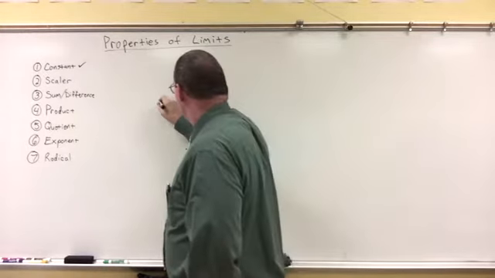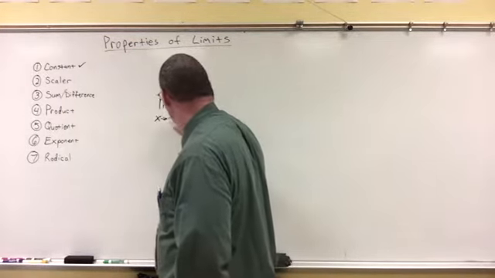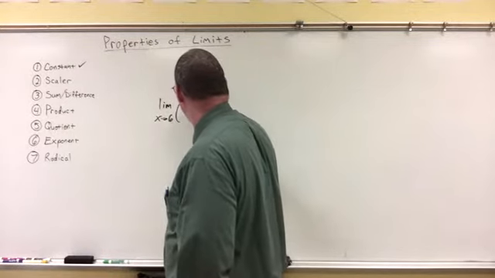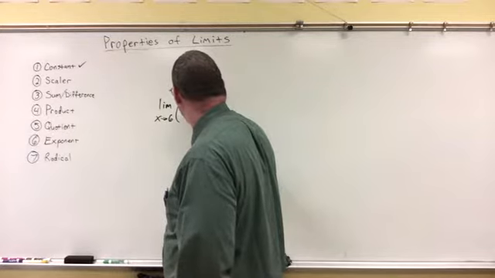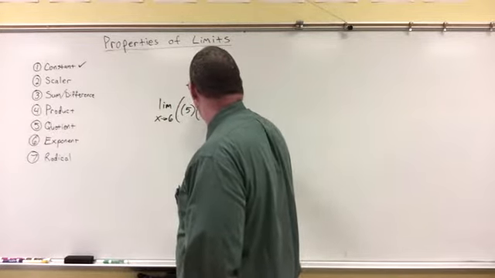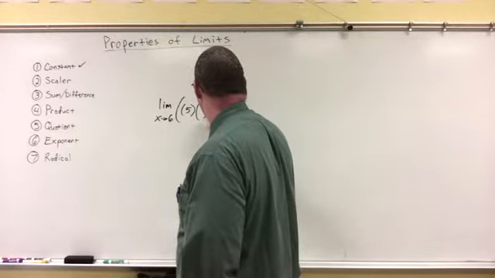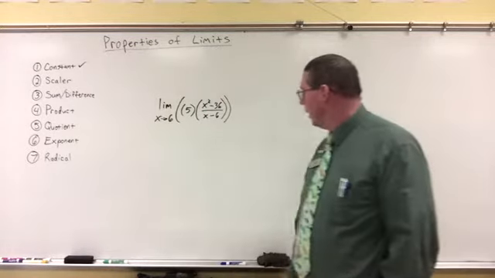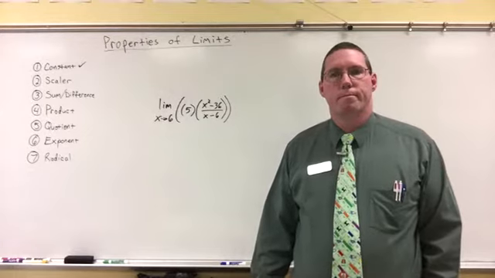So let's say that we have the limit as x approaches 6 of 5 times x squared minus 36 over x minus 6. Okay, so there's your limit. Why don't you go ahead and pause the video and try this one on your own.